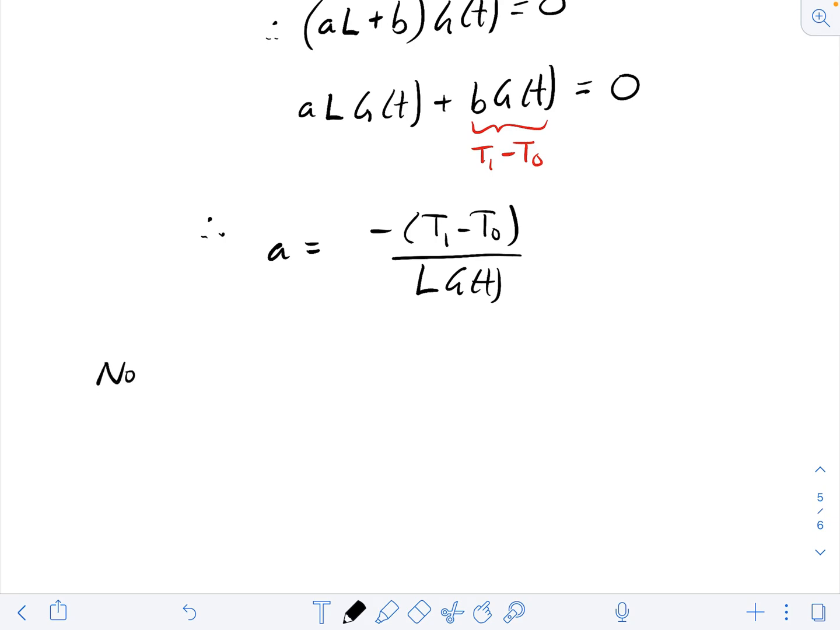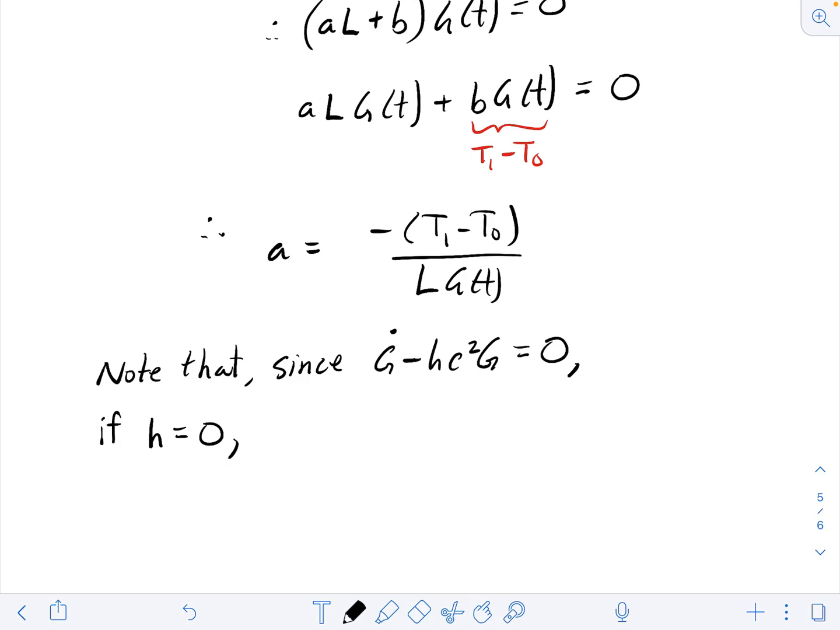However, we can note the following. Note that the second differential equation, which we haven't considered yet, was of this form: g dot minus h c squared times g is equal to 0. And we're considering right now the h equals 0 case. So if we set h equals 0, we just get g dot is equal to 0, or g is a constant.